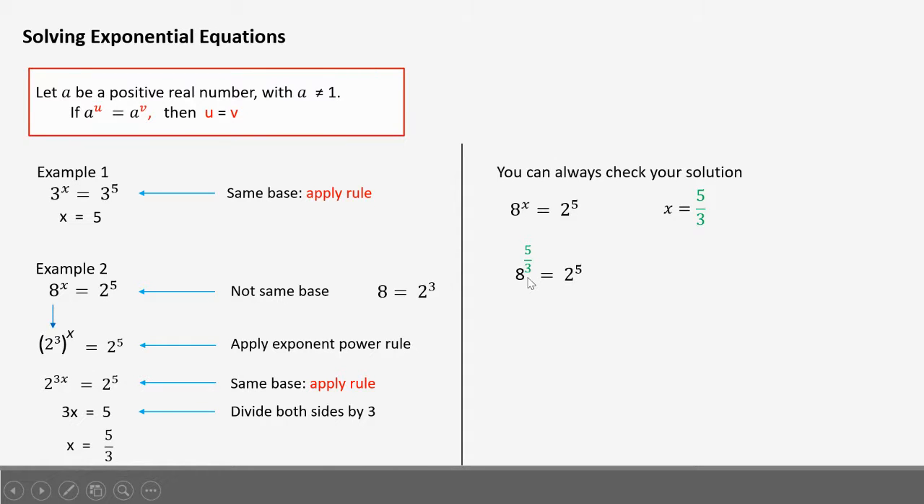But in this case, you can use the calculator, just put 8 to the power of 5 over 3, or without a calculator if possible, and you're going to get 32. This is equal to 32, so 32 equals 32, so I know it's correct. And again, I'm going to show you this part, how to do it by hand.